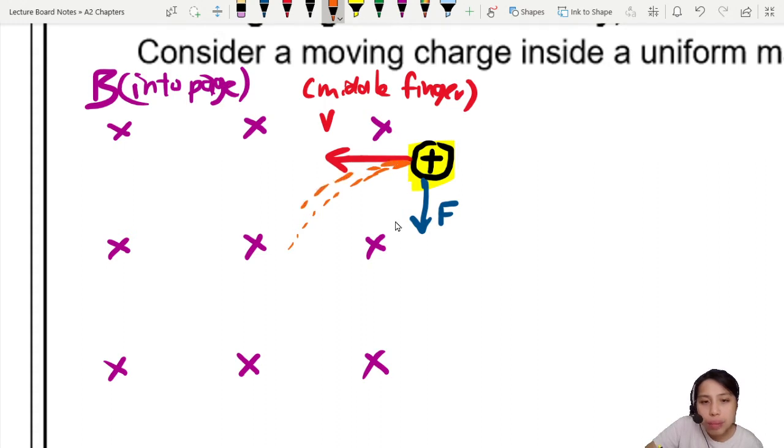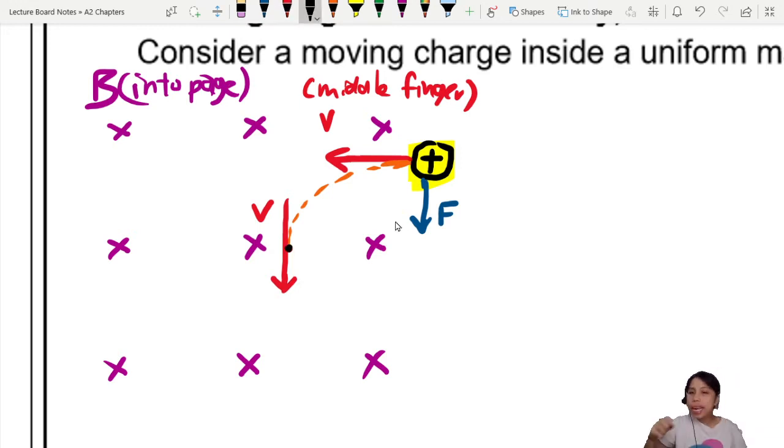So we keep going. Okay, let's say we're here. Now we are at this point, and you have a certain velocity. So now the velocity is going to be pointing downwards, so I'm going to draw an arrow like that. Okay, the particle has now moved to this spot. Where is the force pointing?